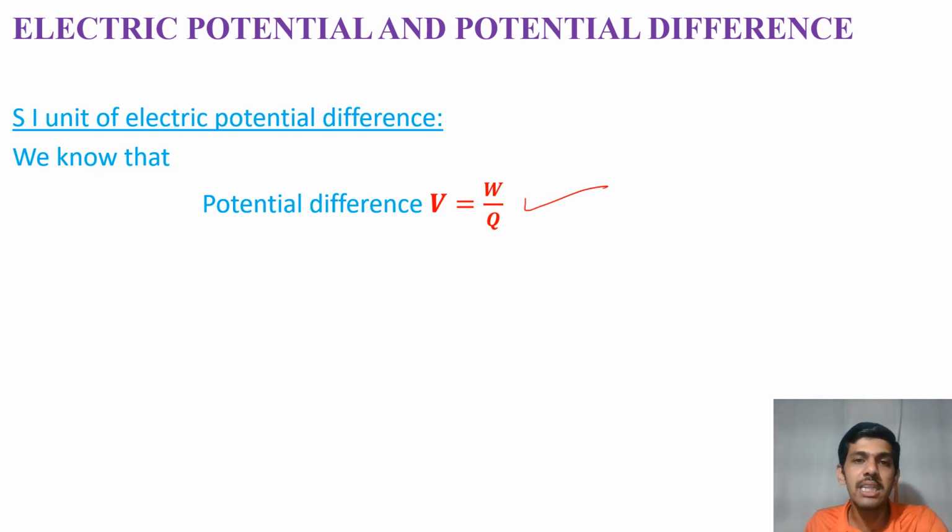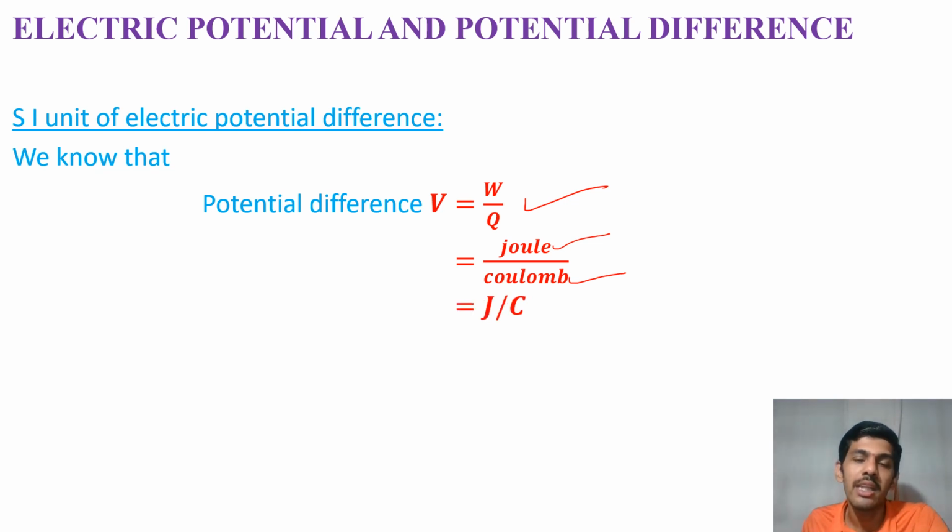Q means the charge, W is the work done. What is the unit of work done? Tell me, what is the unit of work done? It is joule. Joule is the unit of work done, and Q means coulomb is the unit of charge.